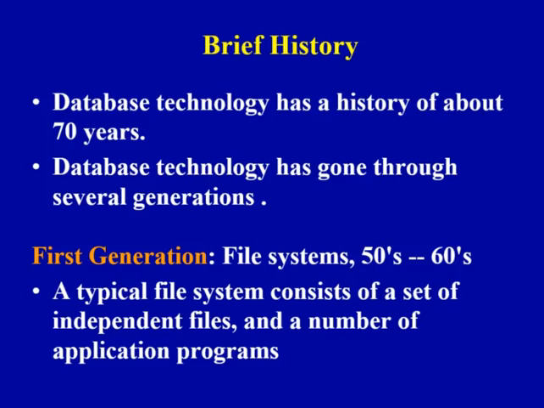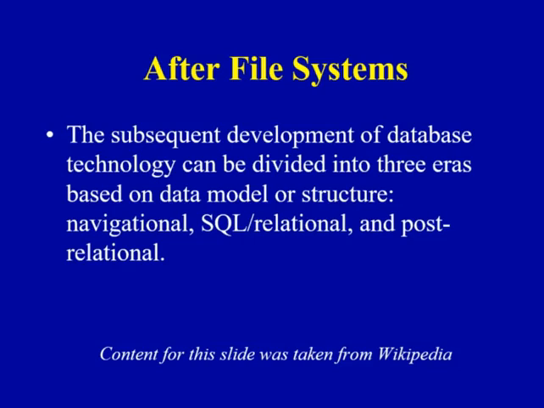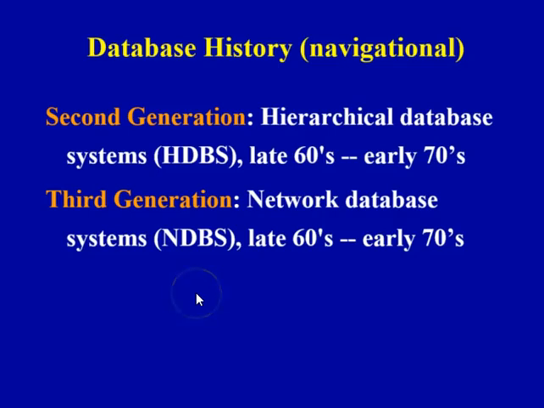Okay, so after the file systems is when we actually have the development of database technology, that we can divide in three main eras. That is based, we can say, on the model, like using some type of data structures: navigational, SQL, relational, and post-relational. So for navigational, we have actually two generations that were happening almost at the same time. One is hierarchical and the other is called network.